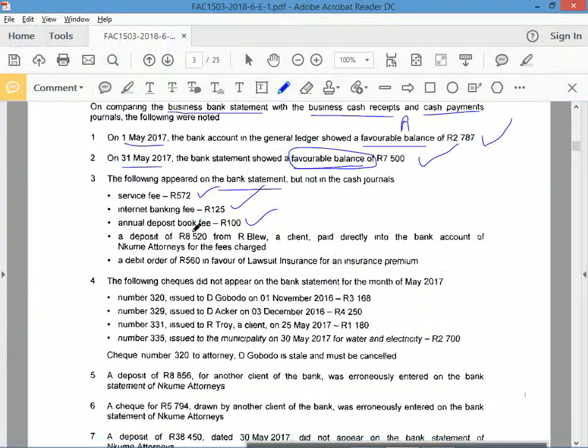A deposit of 8520 from R, a client, paid directly into the bank account of Nkumi attorneys for the fees charged. Okay, that's a direct deposit. It's sitting in the bank statement. Adjust or reconcile? Adjust. It's in the bank statement. It's not in our books.